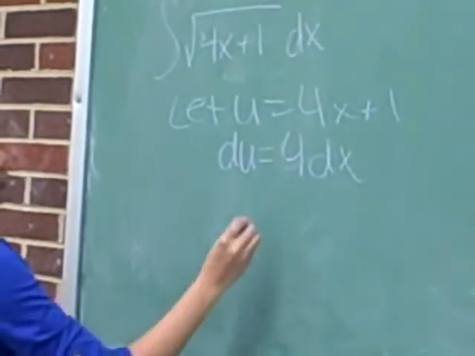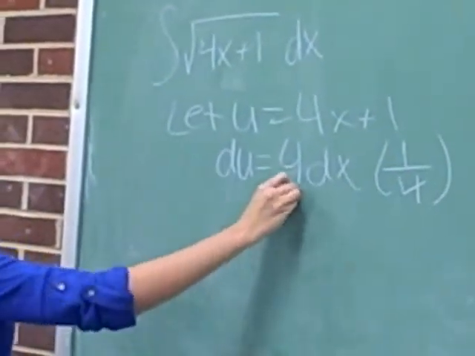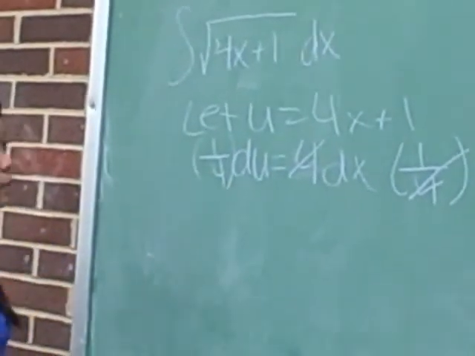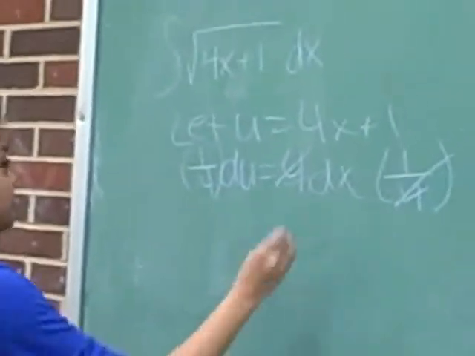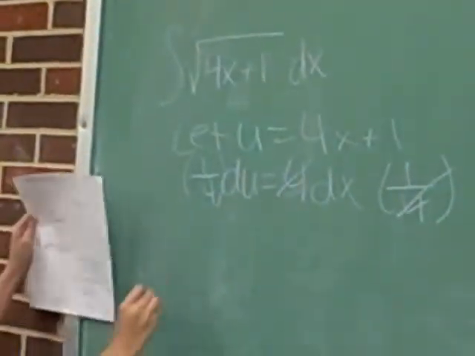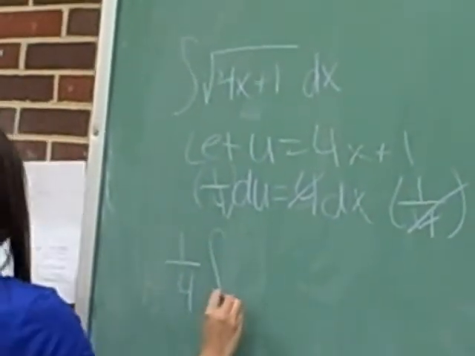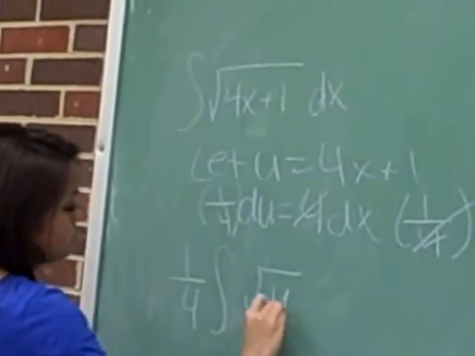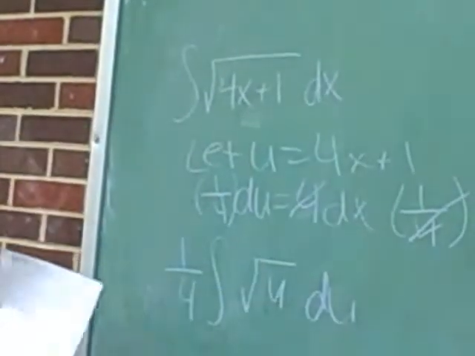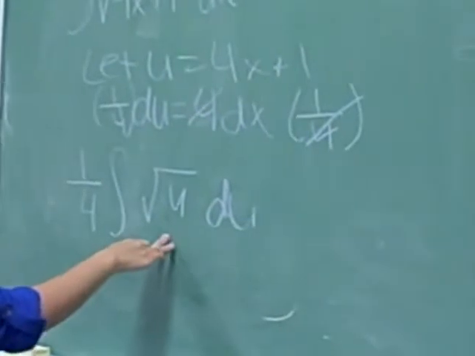So let's multiply that by 1/4 so we can cross out the 4 here and bring it over here. So we would have 1/4 du equals dx. So that's what we substitute in for dx. So when we rewrite it, we do 1/4 times the integral of square root of u, for 4x plus 1, du instead of dx.